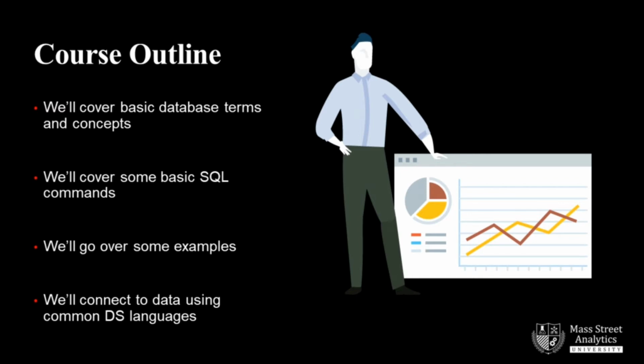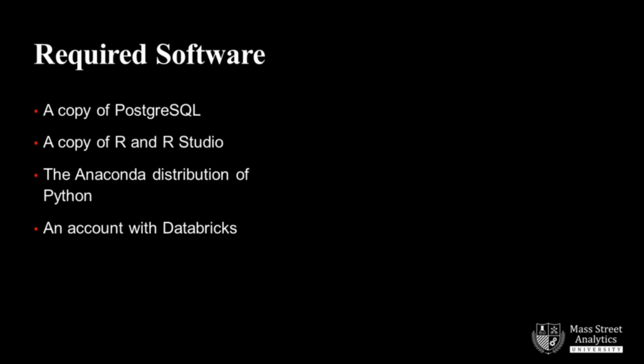Finally, we'll connect to some data and do some actual data science with the data we pull from our SQL queries. You'll need some software to successfully complete this course. All of these things are freely available open source software. Databricks is an Apache Spark cloud solution. There is a free community edition, and we'll be using that.